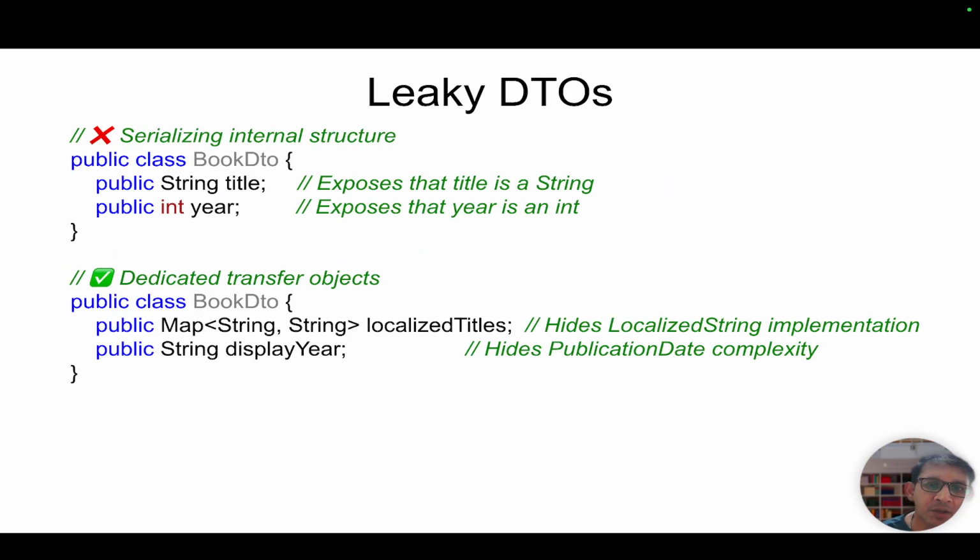The third pitfall involves leaky DTOs for serialization. If you serialize the internal structure directly, you are exposing the representation through the wire format. Instead, create dedicated transfer objects that represent the data in a format suitable for external consumption while hiding internal implementation details.